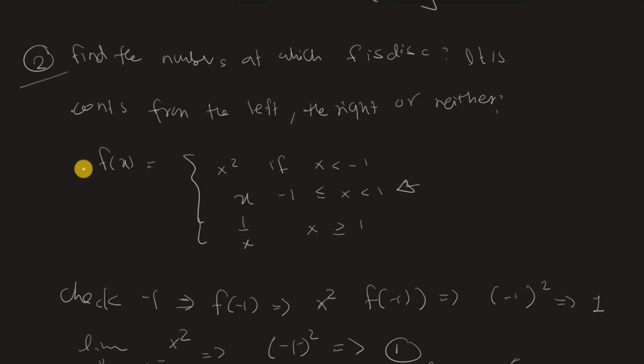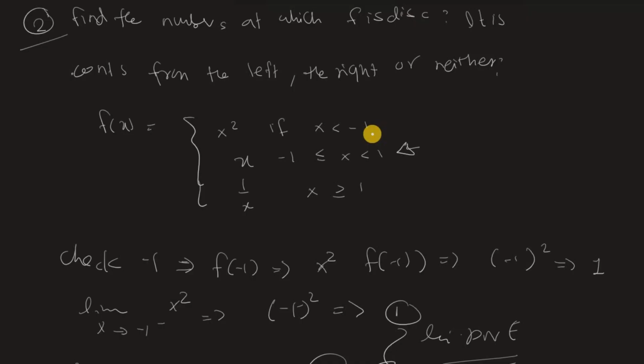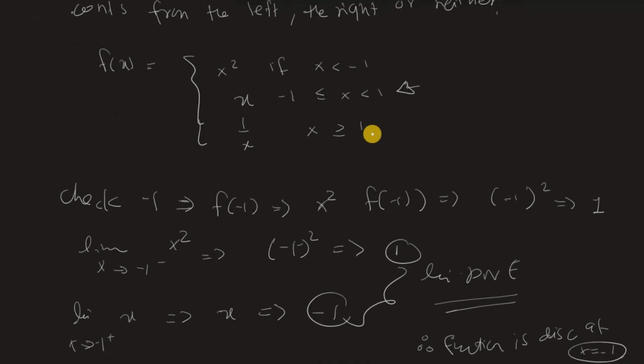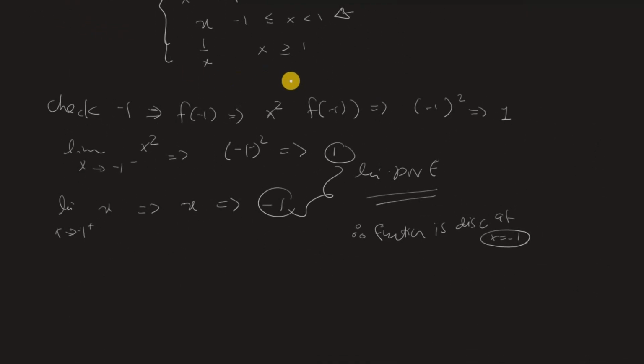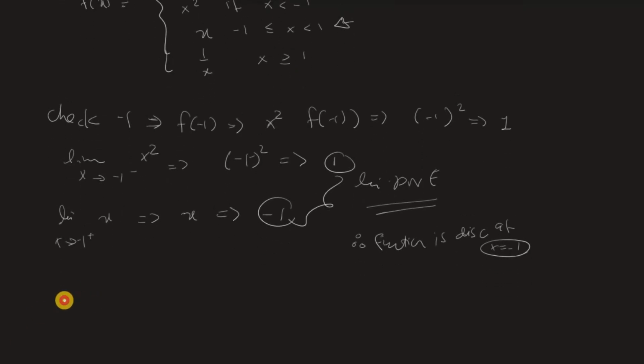Now we have to figure out if the function is continuous from the left, right, or neither, right? And we just checked for -1, but we still have to check for 1 as well, right? Because we have two constraints over here, 1 and -1. Now let's go ahead and check for 1 now.